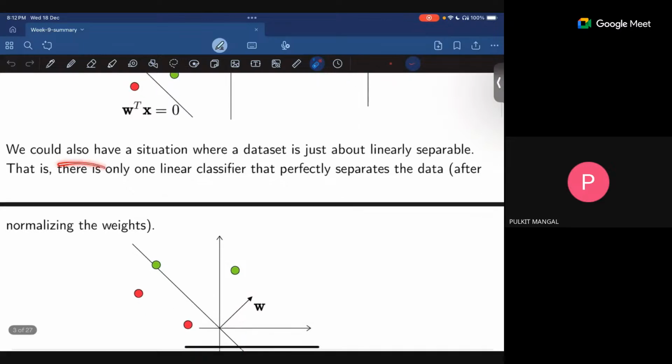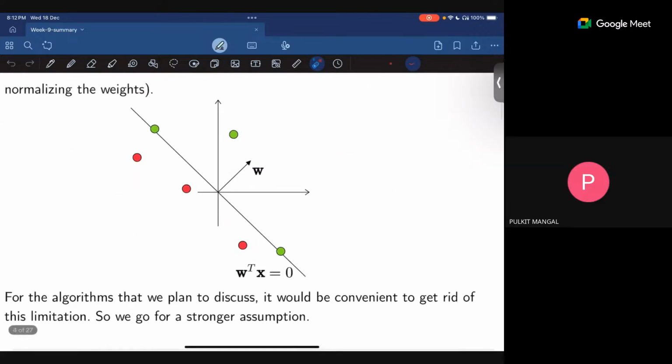Now, we could also have a situation where the dataset is just about linearly separable, that is, there is only one linear classifier that perfectly separates the data. Remember, from our course point of view, we will always assume that the classifier line passes through the origin unless it is specifically mentioned in the question. In general it is not needed, but for this course we will always assume it passes through the origin.